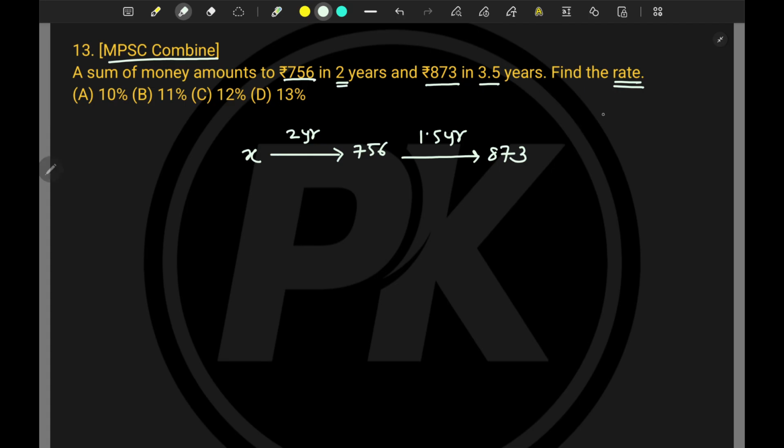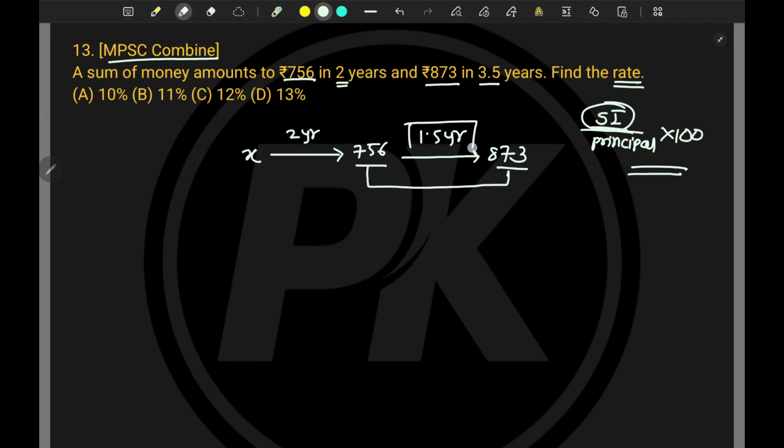Now we have to find the rate of interest. We know how to find the rate of interest: it is simple interest divided by principal into 100, a basic calculation, right? So what we need to first find out is simple interest. Now how to calculate simple interest? We know simple interest is always calculated based on the principal. If you closely observe, the difference between these two is the simple interest for 1.5 years. Do you agree? Perfect.